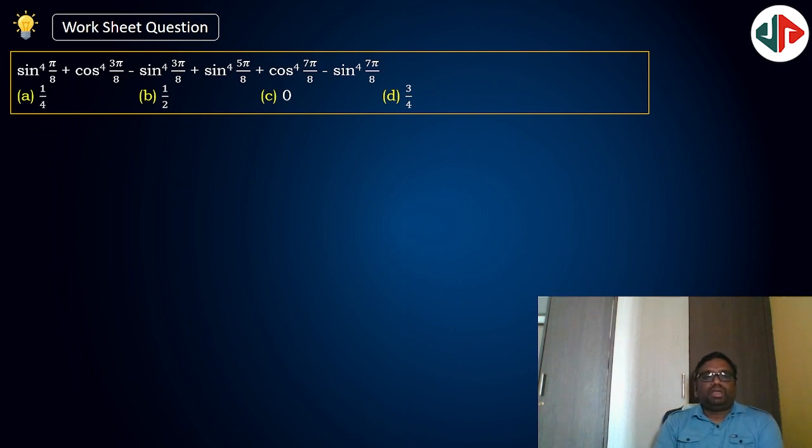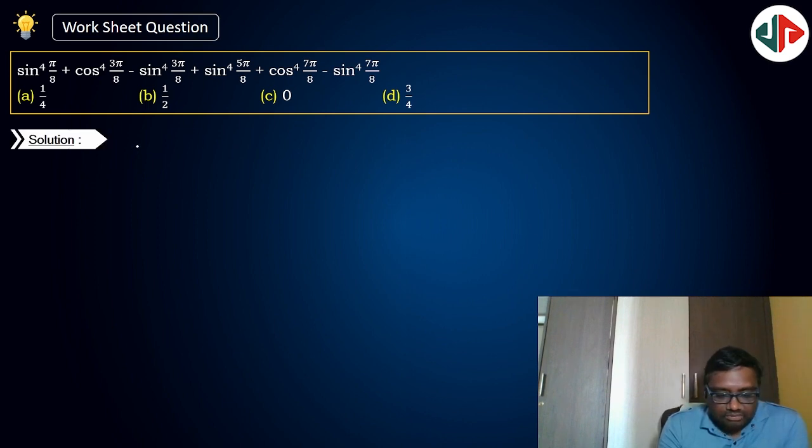Sin^4 pi by 8 plus cos^4 3 pi by 8 minus sin^4 3 pi by 8 plus sin^4 5 pi by 8 plus cos^4 7 pi by 8 minus sin^4 7 pi by 8, what is the value? That is the question. How to simplify this value? What is your idea? Sin^4 pi by 8 and cos^4 pi by 8 is a value. So just write that value.